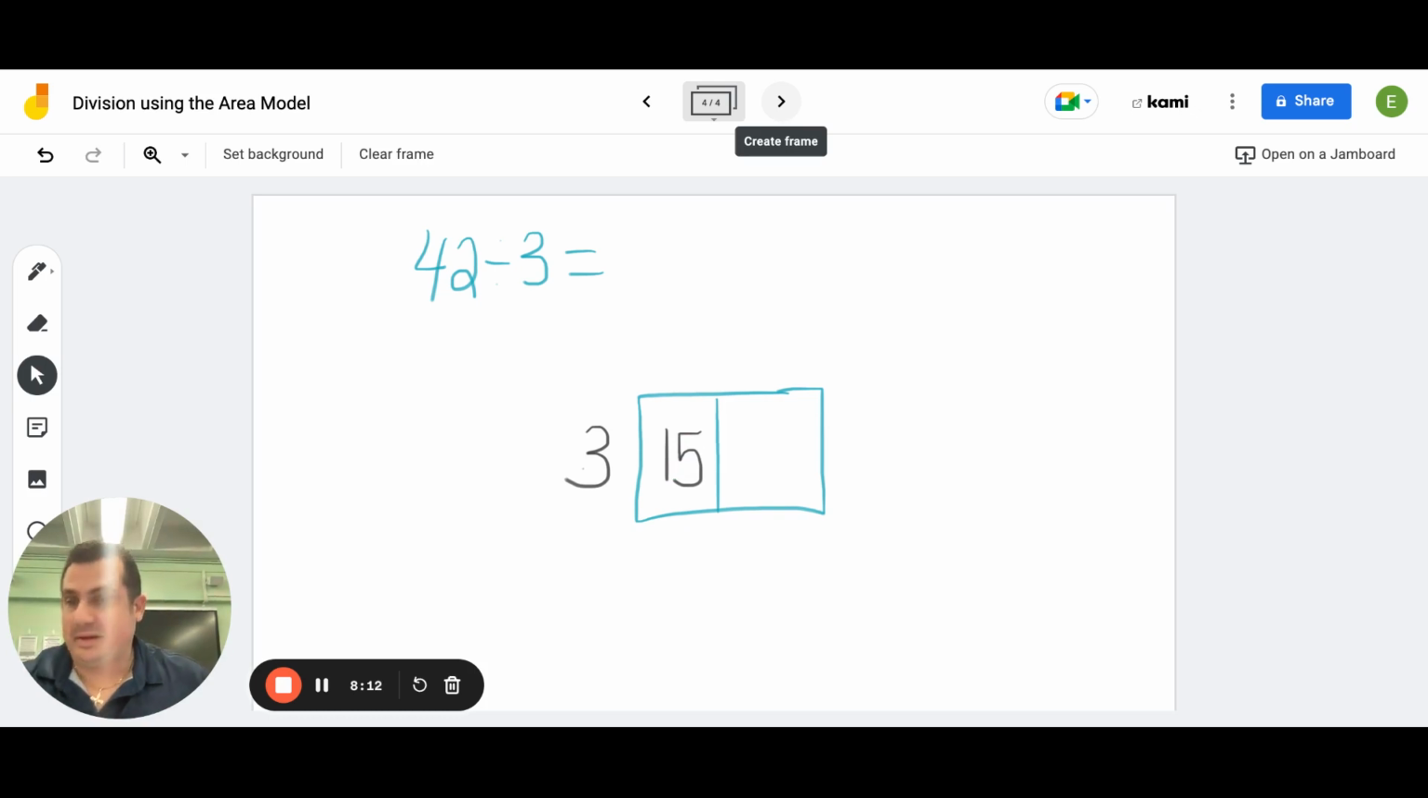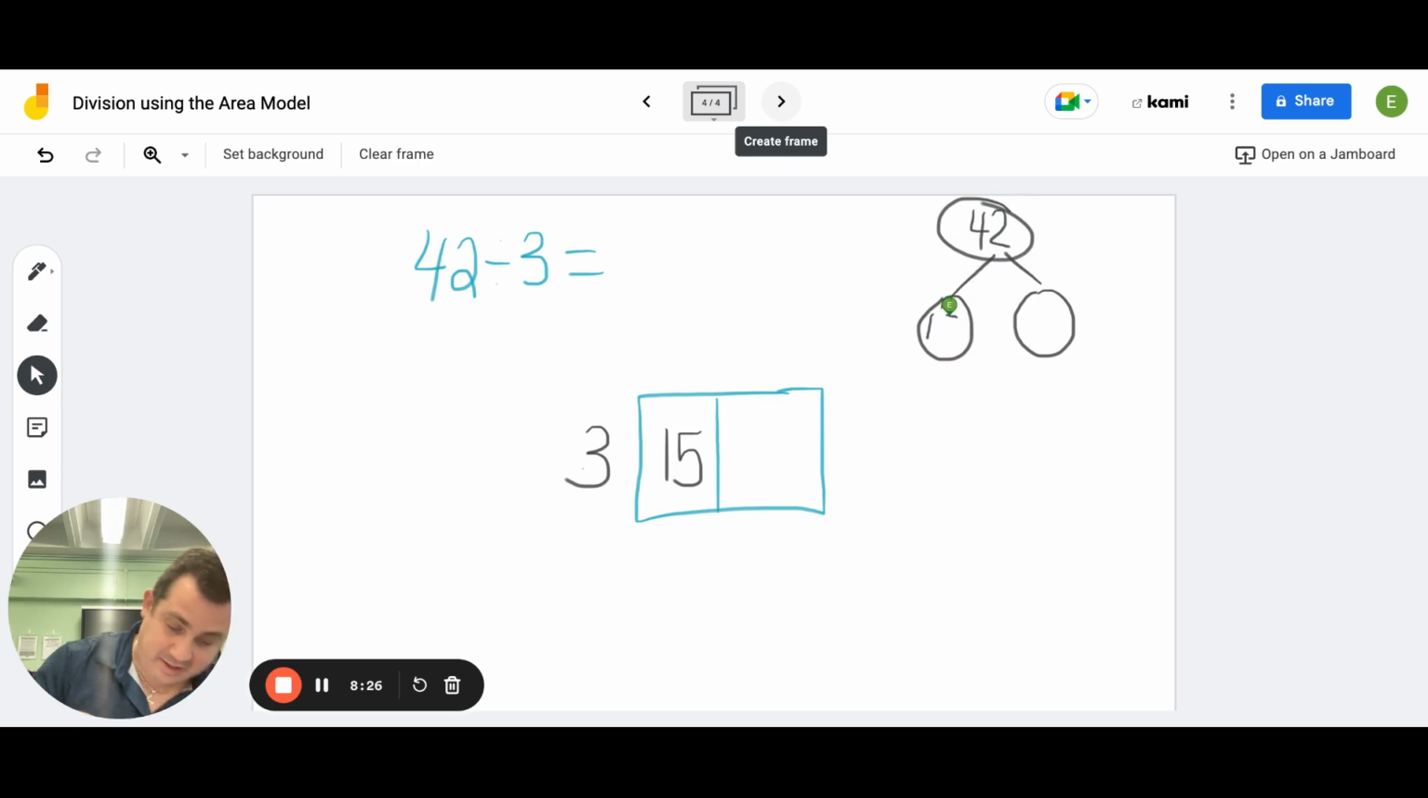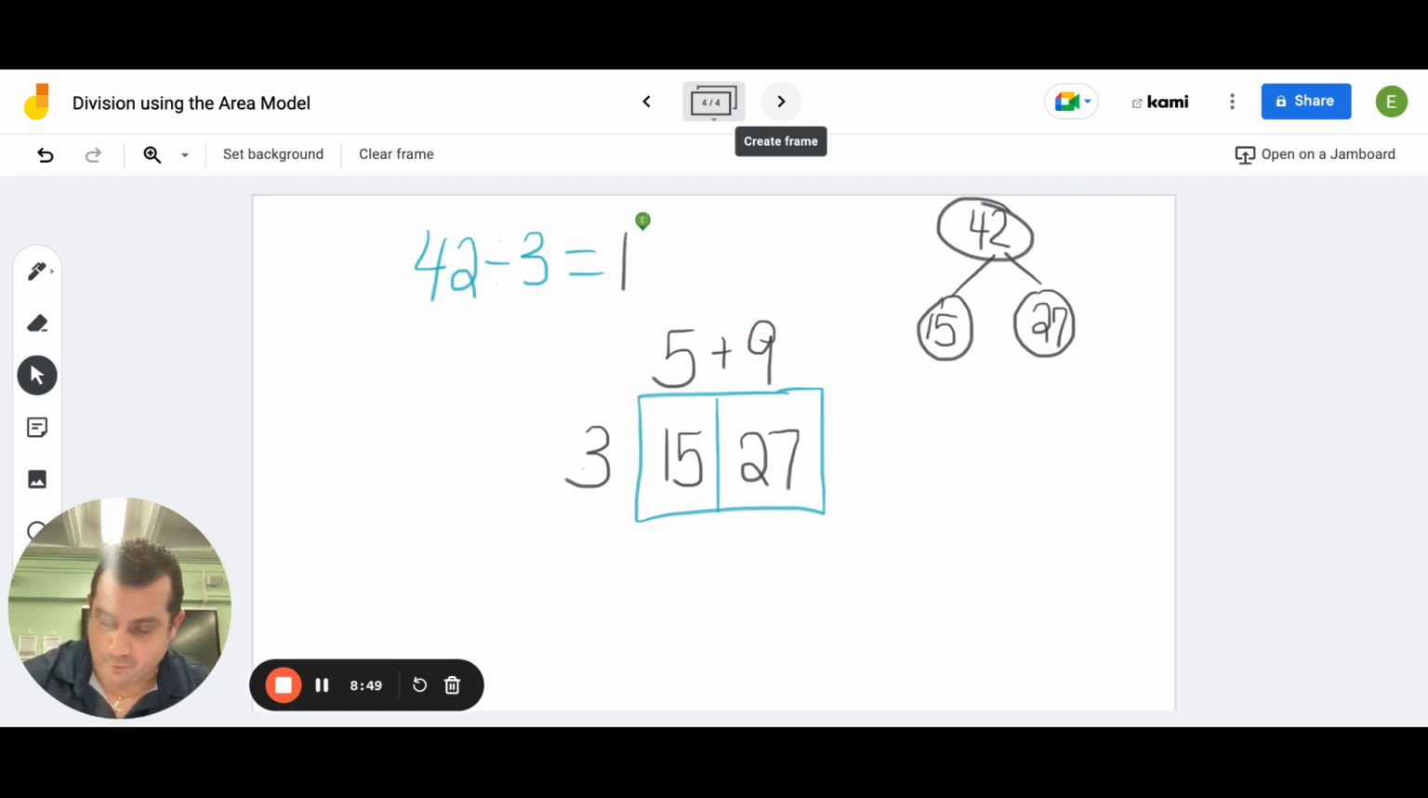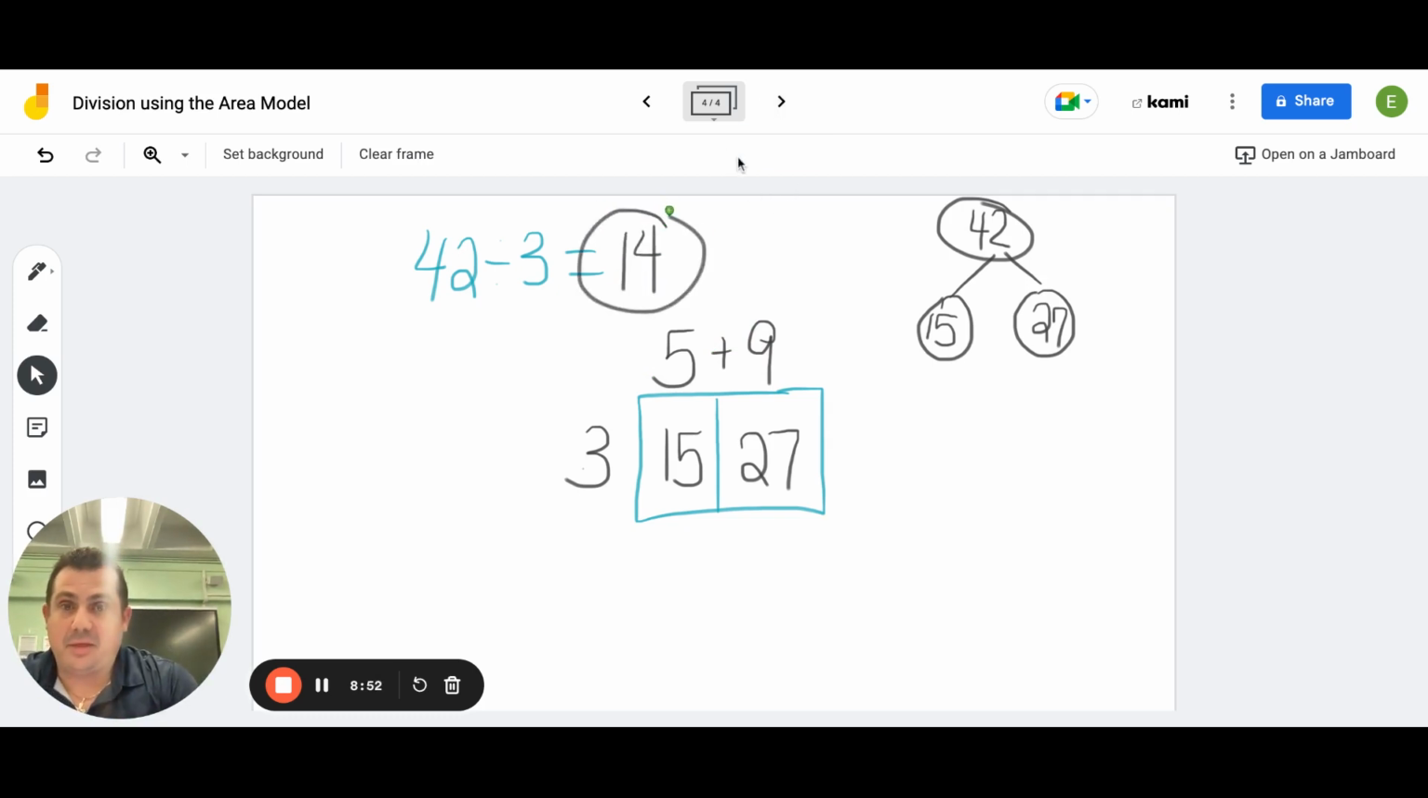All right, then what would be left? This is where it would be a little bit harder, but I could split up 42. And this is when we do the number bonds in school. So we got 42. If one bond is 15, the other one should be 27. So 27 over here. Now let's look. How many times does 3 go into 15? 5 times. How many times does 3 go into 27? 9 times. So now I have 5 plus 9 up top. What's 5 plus 9? 14. 42 divided by 3 is 14.